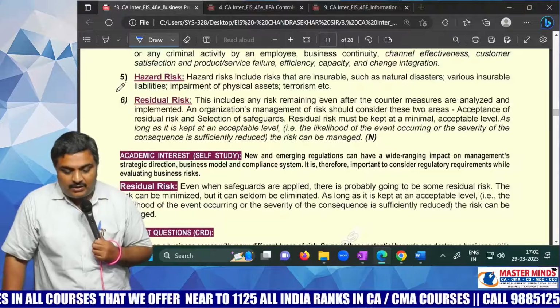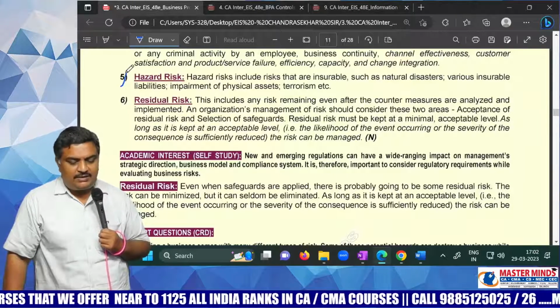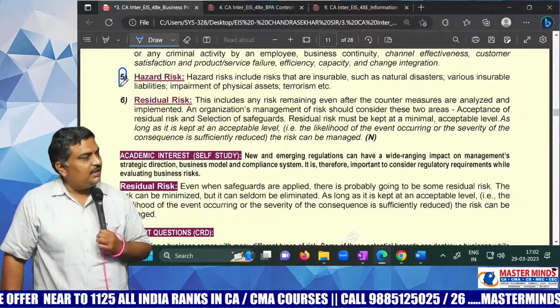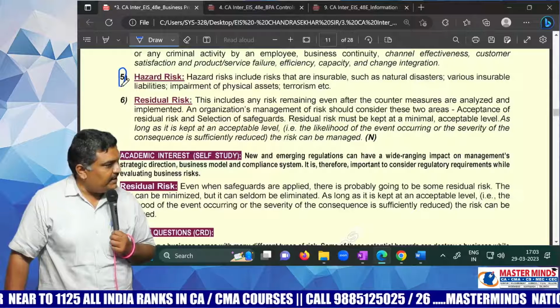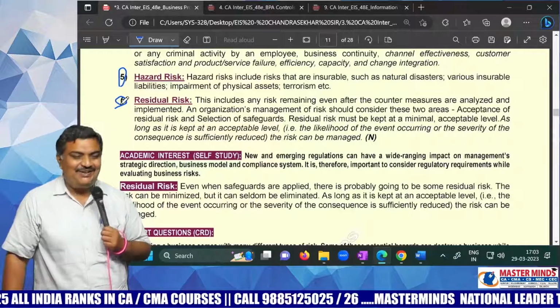Hazard risk means what? For your business process software and servers, if you have not taken insurance and all of a sudden there is an earthquake, you may lose all your data and servers. So that is the kind of hazard risk. And residual risk, this is a very beautiful thing.